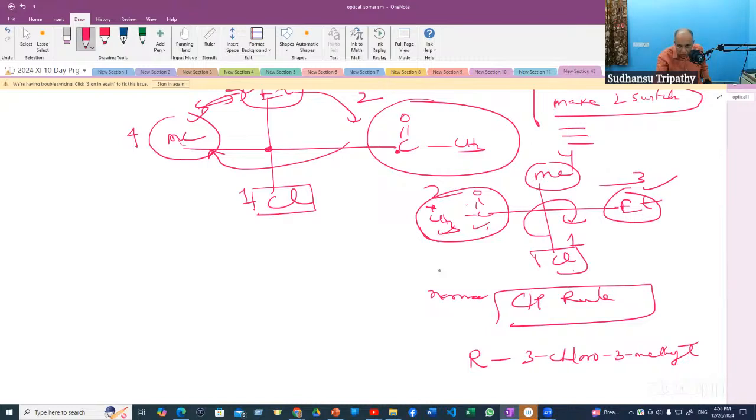1, 2, 3. The chiral center is 3. Then ethyl is 4, 5. So this is pentanone. So 3-chloro, 3-methyl, pentan-2-one, and the designation is R now.